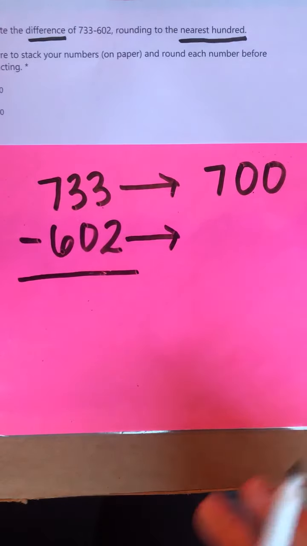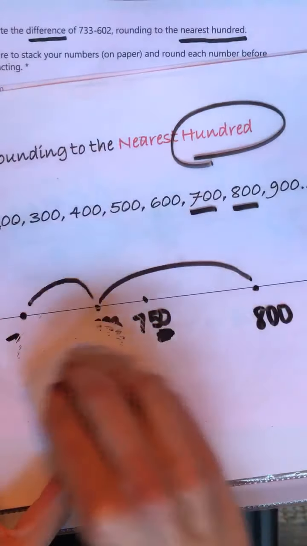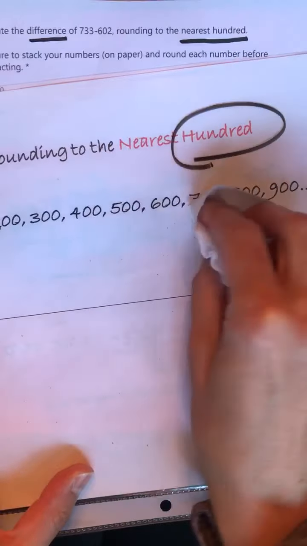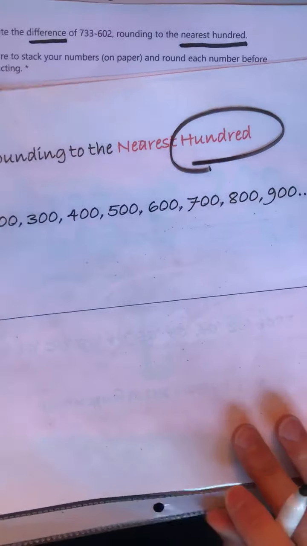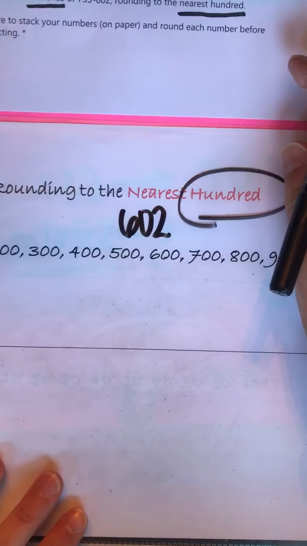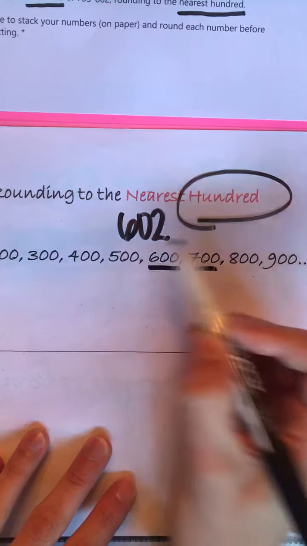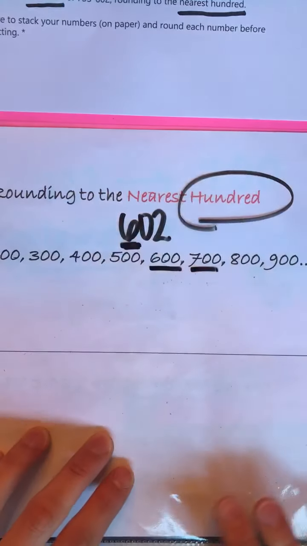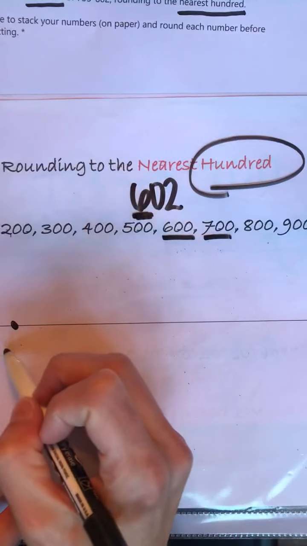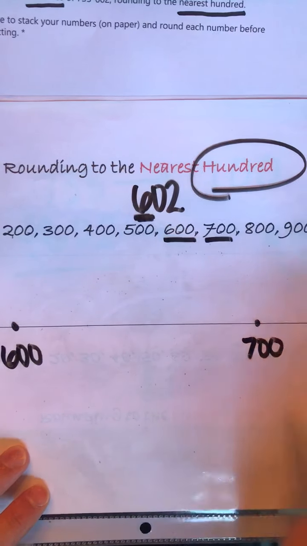602. You know what, actually, let's just do this part together as well. So we're rounding 602 to the nearest 100. So 602 is between what two hundreds? It's between 600 and 700, right? You always look here, and that's the 100 that comes first. So we plot 600 and 700 on our lines.